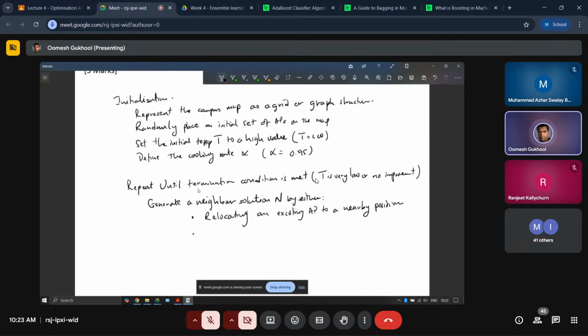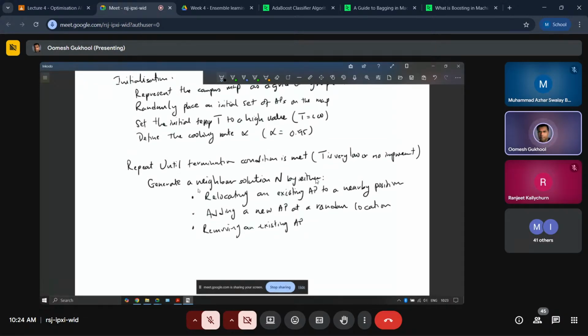We can add a new AP at a random location, or we can also remove an existing AP. We can do several of them, not only one of them, okay?